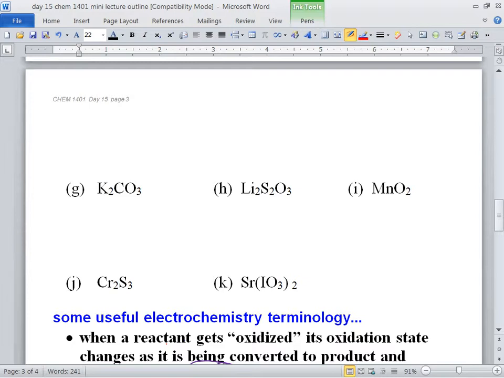So this would be a good example where it's kind of easier to break it up into its ions. You're going to have two Li pluses and this thiosulfate, S2O3 with a negative 2. Or you can do it all in one big thing, but you have to realize lithium's plus 1 because the periodic table says that's the only ion lithium forms.